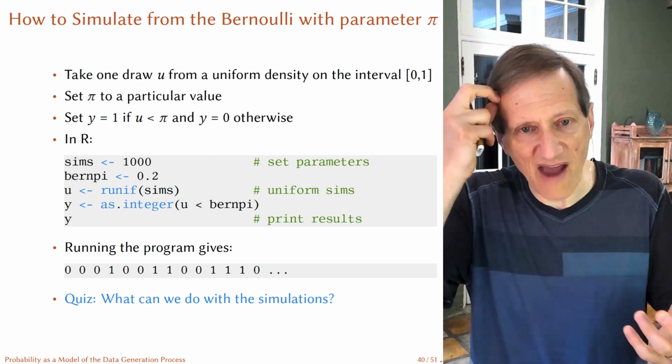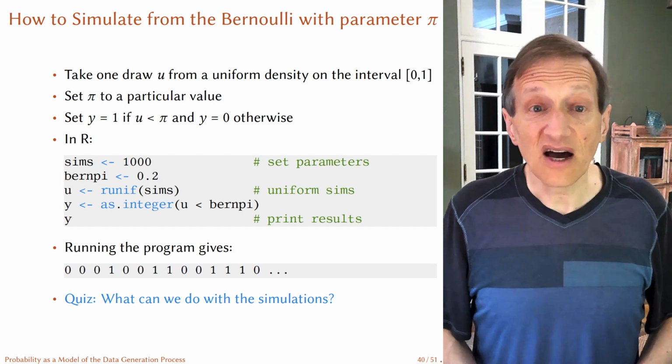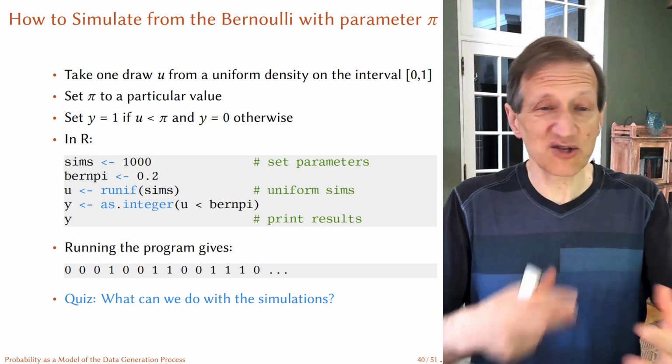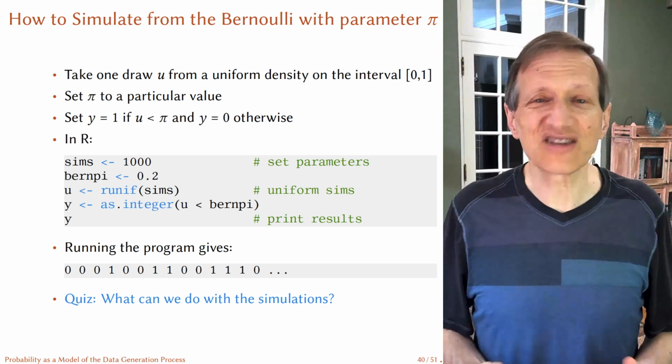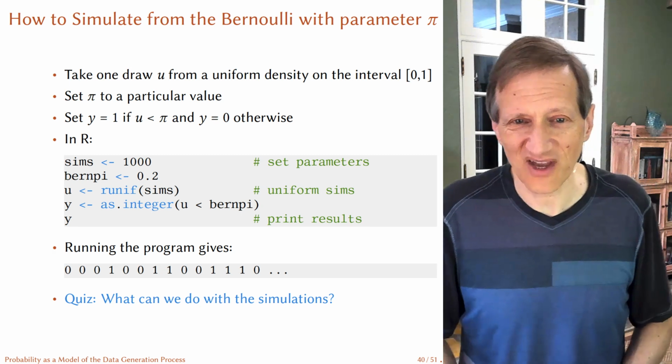We could basically just average the results. That would give us an estimate of the expected value. We could get the variance by simulating and calculating the sample variance. That would be our estimate of the variance. We can calculate anything else we like. Okay, so that's the Bernoulli.